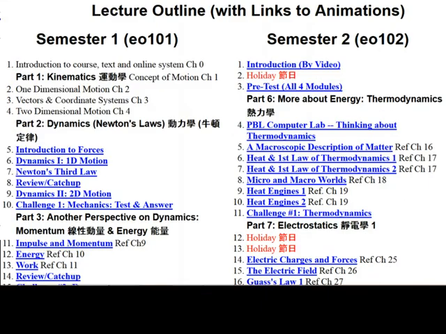In this second semester, we now move on and start to learn a little bit more about energy, in fact, in the area of thermodynamics. So in the first semester, in Part 2, we used dynamics and Newton's laws. And in Part 3, we discussed another perspective on dynamics, the momentum and energy. Now, we are moving on to discuss thermodynamics.